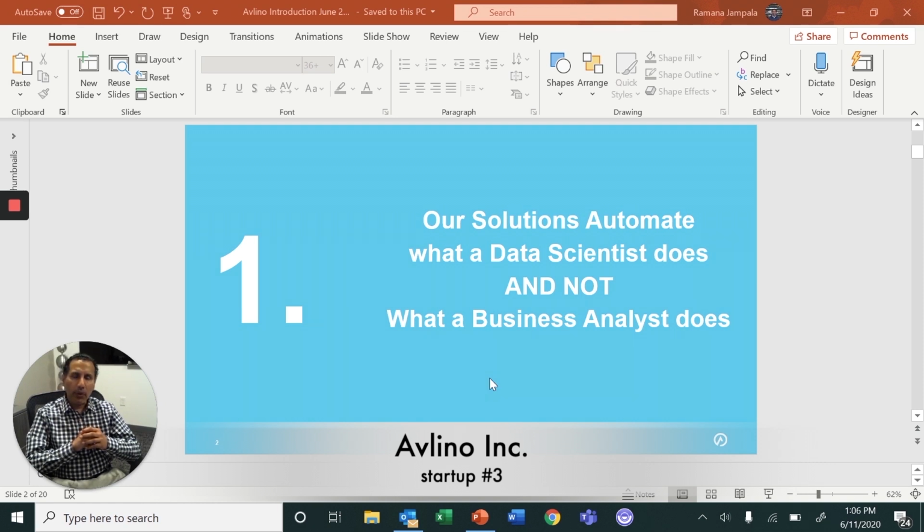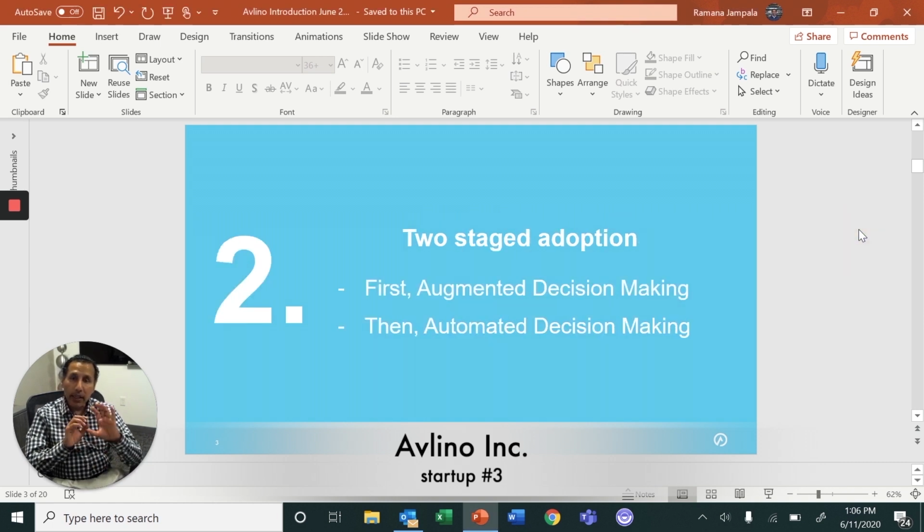The first point I want to bring about, the distinguishing point about Avlino, is we automate what a data scientist does and not what a business analyst does, which means when we want a business analyst to go and interact with the data, our solutions ensure that they don't need to have a PhD in math or computer science. The second point we want to highlight is how do we go ahead and increase the adoption? To do that, we've taken a two-pronged approach that we have seen success.